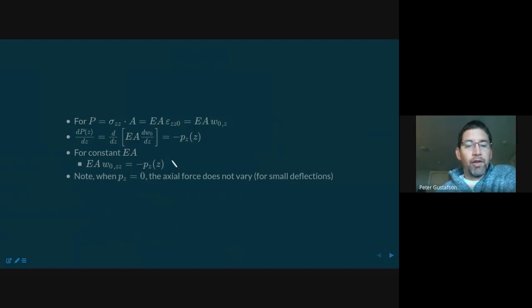Another thing to take note of is if this right-hand side is 0, what do we see? We see that the axial force does not vary. If it's 0, then this axial force is a constant. If there's no gravity acting, it's a constant.